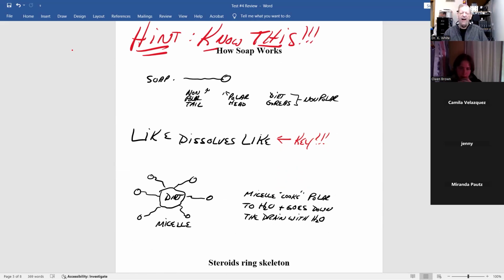You should know how soap works. Leaving my class, I expect all of you to know how soap works. It's an important part of our life. First of all, you should know the structure of soap. All soaps have a nonpolar tail and a polar head.